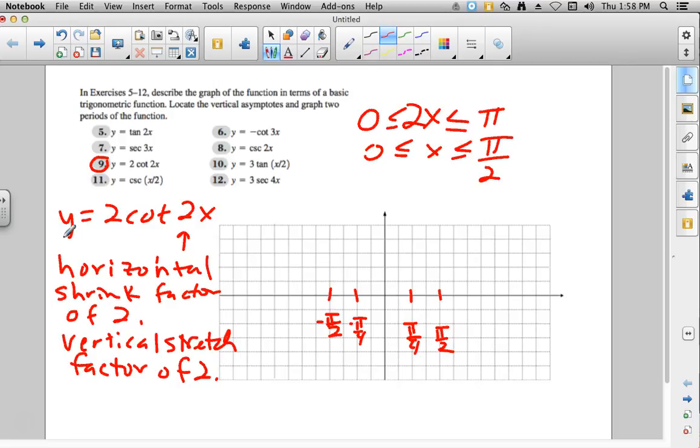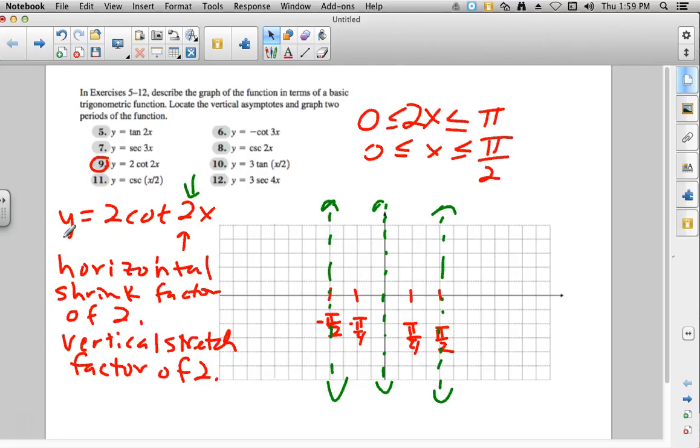And let's see, how many did they say they want us to do? Locate and graph two periods of the function, so that should do it. So we're going to go ahead and get our asymptote on at 0, at pi over 2, and negative pi over 2. And that has taken care of that 2. You know, by our change in period, that 2 is taken care of. But the other one was a vertical stretch.